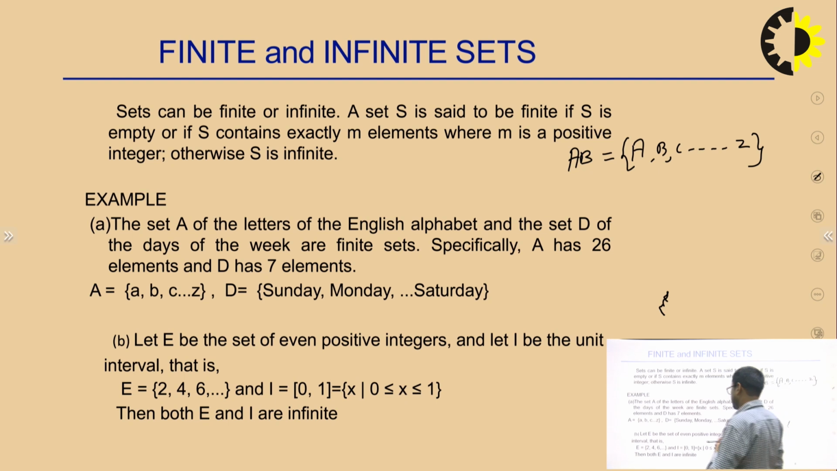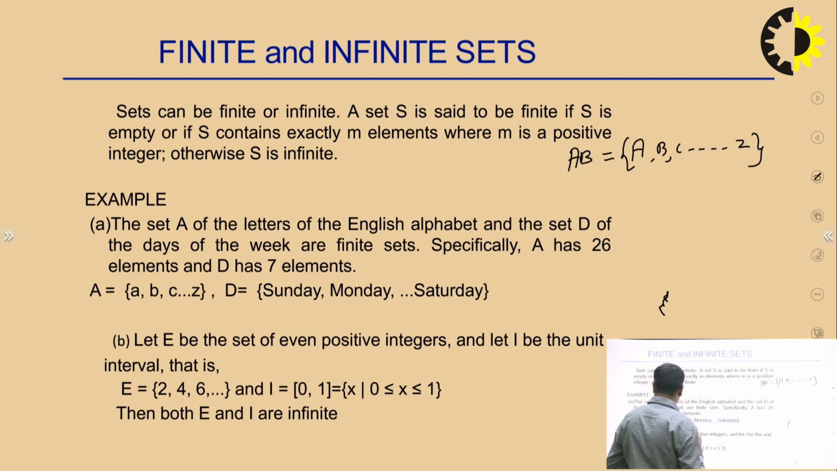But if we cannot count the number of elements that exist in the set, then it is called an infinite set, such as all the even numbers starting from 2. The range is not fixed, so it is an infinite set.